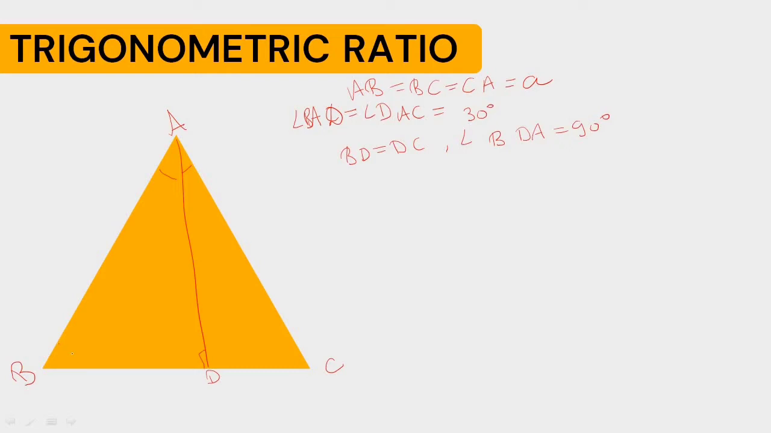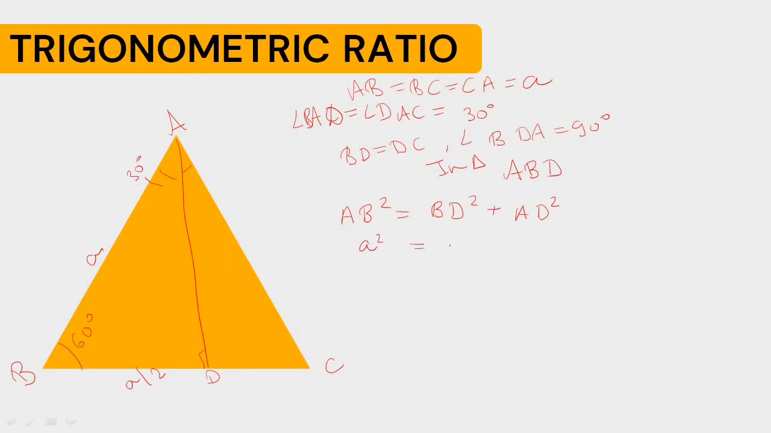So here the angle B is 60 degrees, angle BAD is 30 degrees, and this is the side a, and BD is a by 2. So in this triangle ABD, what we see is that it is a right angle triangle. So the hypotenuse square is equal to base square plus perpendicular square.